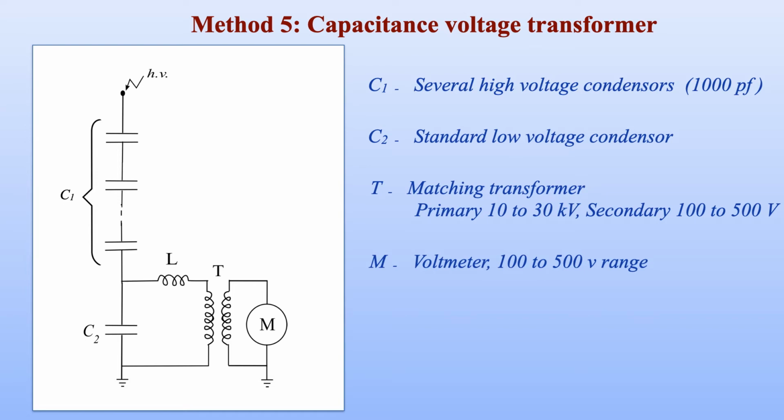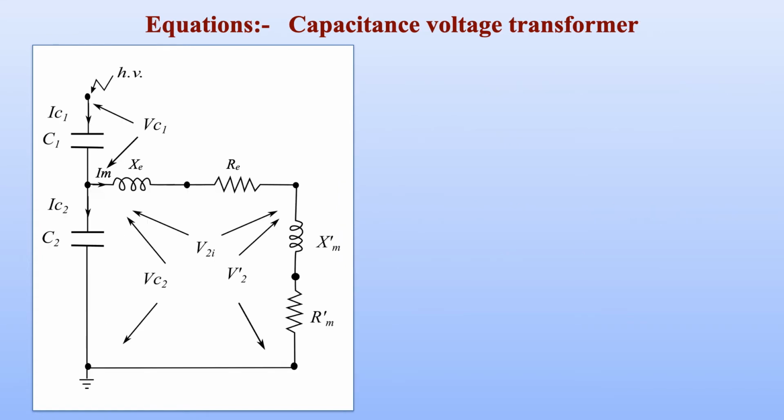L, which is used for the purpose of tuning the potential divider circuit with respect to the matching transformer. So let us quickly move ahead and understand the circuit operation. For understanding the circuit operation, let us go through some of the basic equations by drawing the equivalent circuit of this capacitance voltage transformer, and from those equations we will realize how the circuit works here.